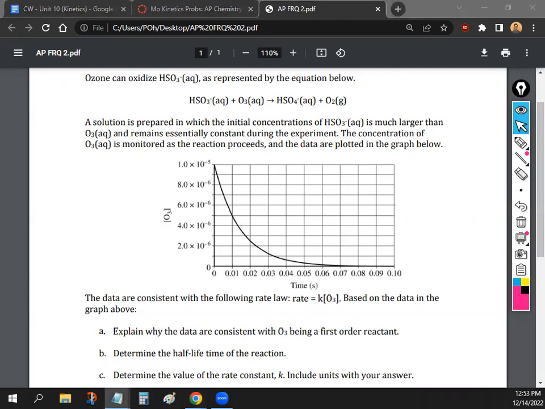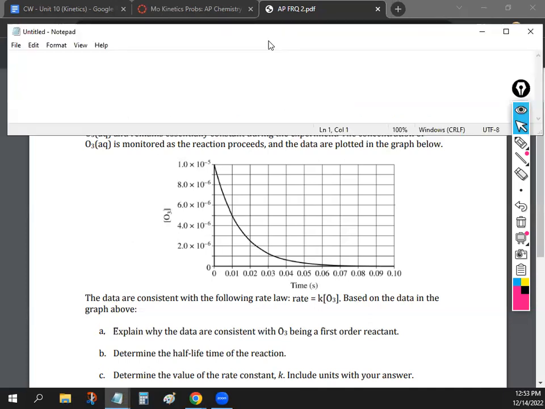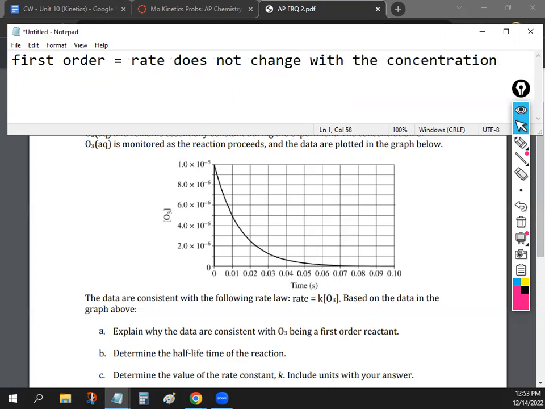order reactant. Now, the first thing we want to do is figure out what in the world is a first order reactant, right? So if you guys remember, second order is one where if you change the concentration, the rate increases, right? The rate at which the reaction takes place increases. First order is the rate basically stays constant. Okay, so another way of writing that would be rate stays constant regardless of concentration.